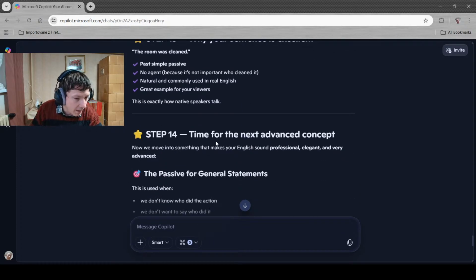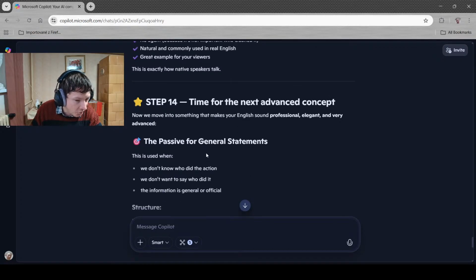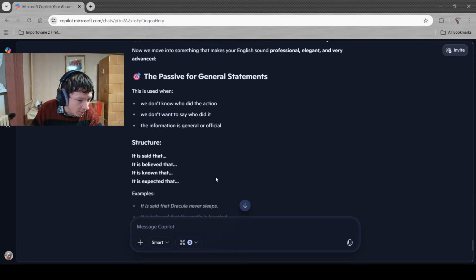Step 14. Dive into the next advanced concept. Now we move into something that makes your English sound professional, elegant, and very advanced. The passive for general statements. This is used when we don't know who did the action, we don't want to say who did it, or the information is general or official. Structure: it is said that, it is believed that, it is known that, it is expected that.